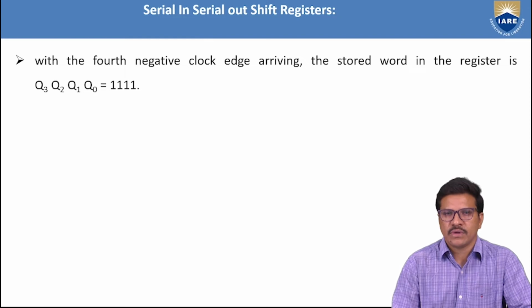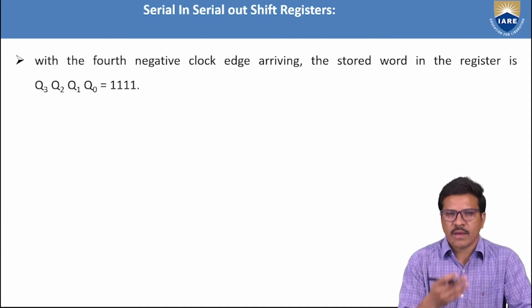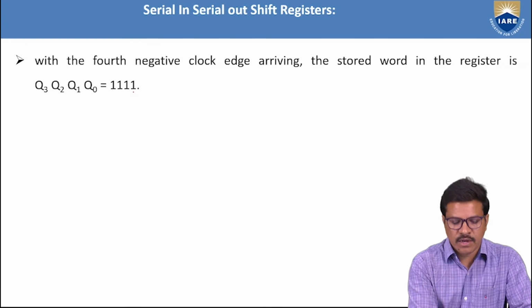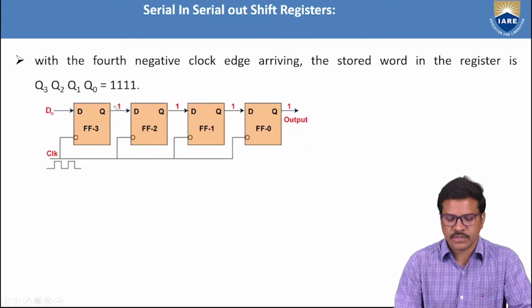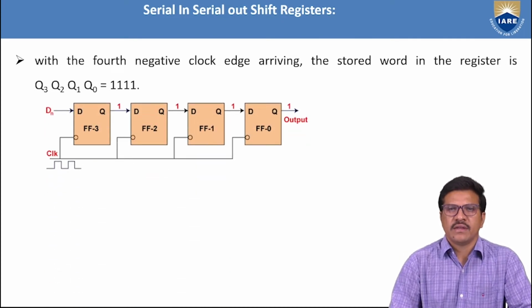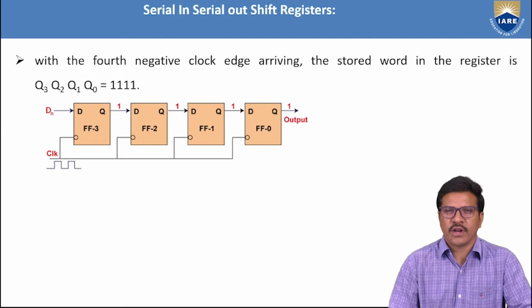So the four 1 1 1 1 outputs are available and ready now, and then again we can apply the clock, and this one is ready to come out. So after four clock cycles, the data available in this serial in, serial out shift register outputs are all ones.